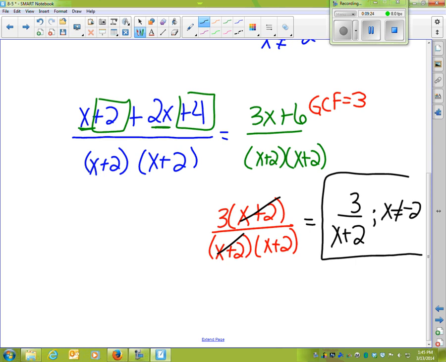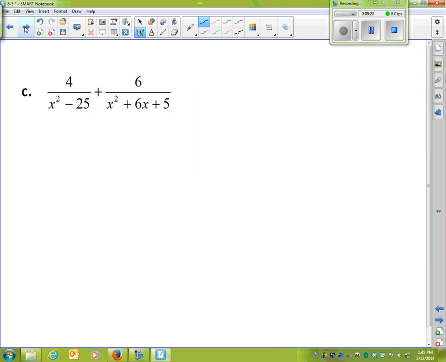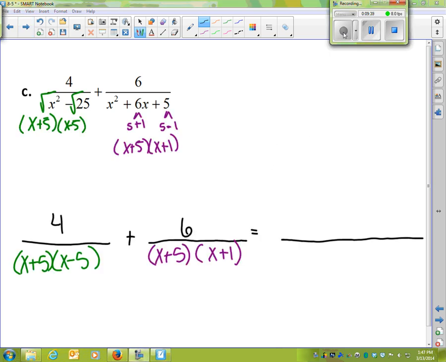Let's try one more of those together. On letter C, I want you to push pause and go ahead and factor what you can, and then we'll come up with a common denominator together. All right, I went through and factored everything that I could, and you can look back at it. So I'm going to begin down here where I'm already in factored form.